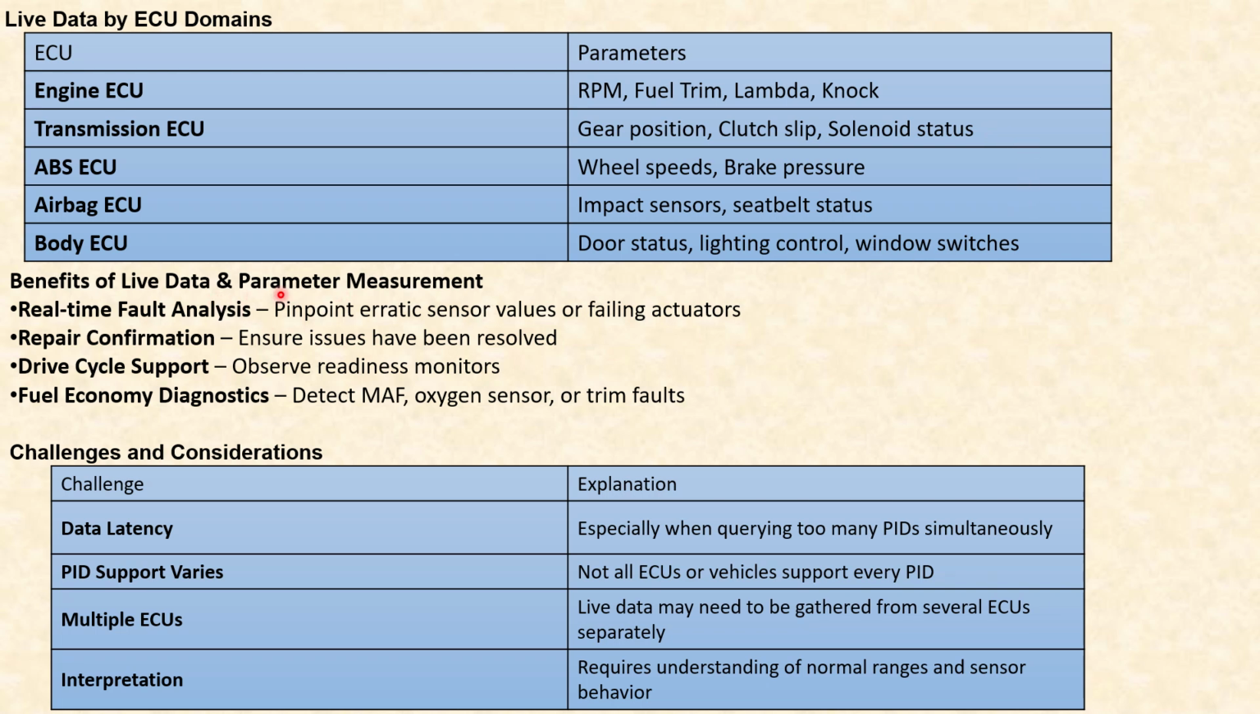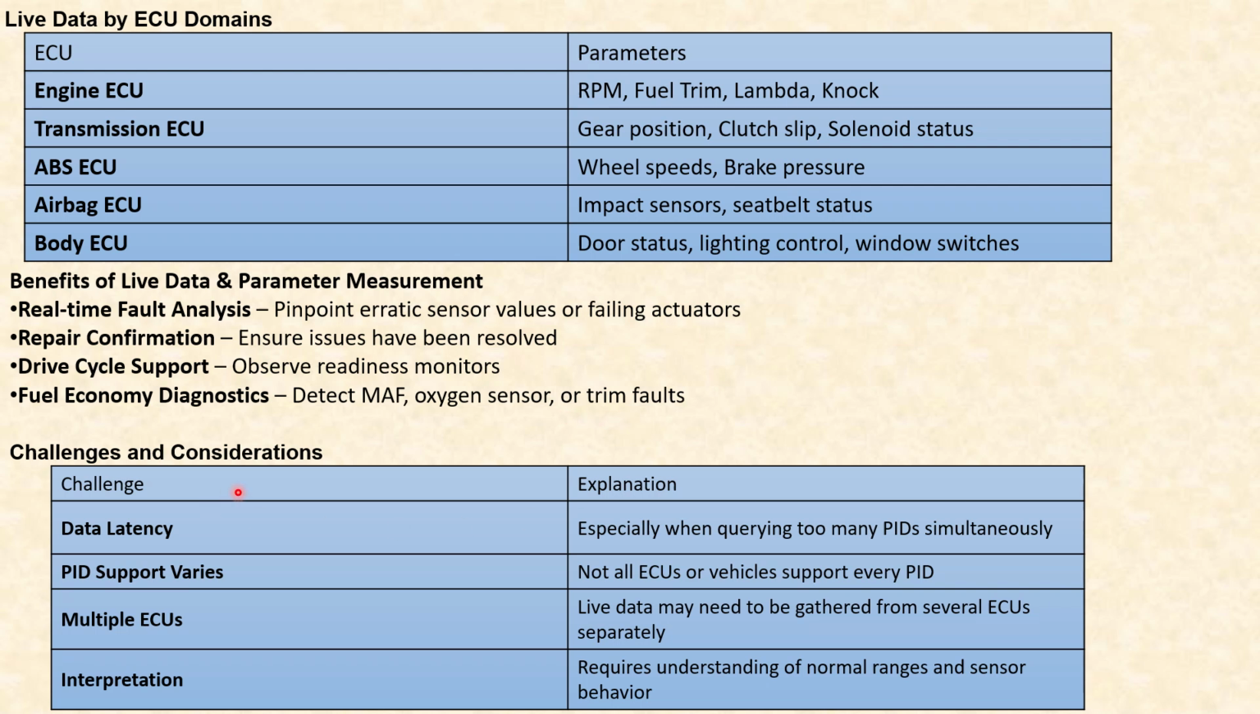The benefits of live data and parameter measurement. The first important benefit is real-time fault analysis. It pinpoints erratic sensor values or failing actuators. When it comes to repair confirmation, it ensures issues have been resolved. For drive cycle support, it lets you observe readiness monitors. And for fuel economy diagnostics, it detects MAF (mass airflow), oxygen sensor, or trim faults. So these are the various benefits.